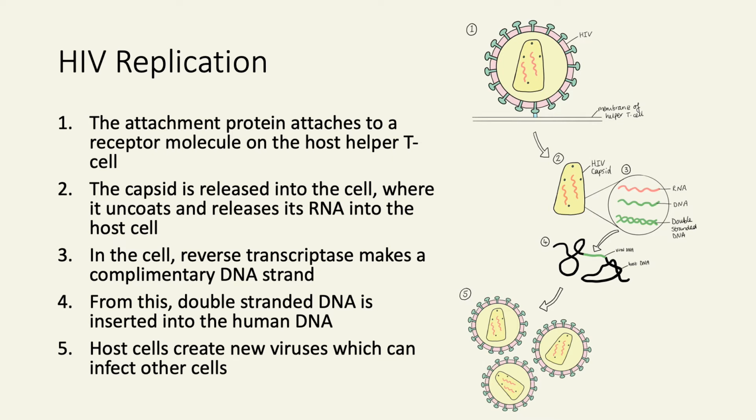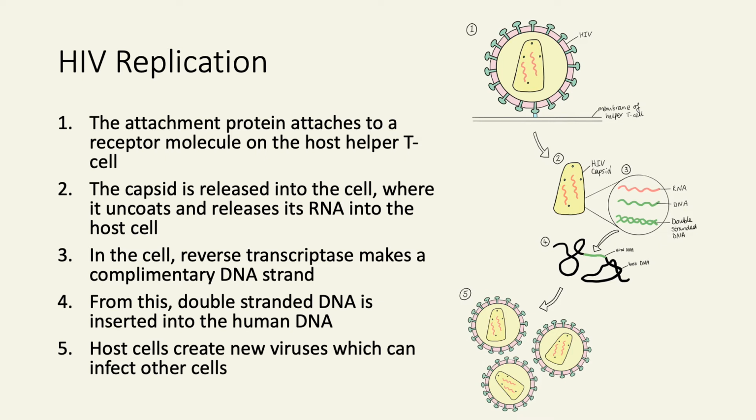HIV and all other viruses can only reproduce inside host cells. This is because they don't have the equipment, including certain enzymes and ribosomes, to replicate on their own. Here's how HIV replicates. First, the attachment protein attaches to a receptor molecule on the cell membrane of the helper T cell. This allows the capsid to enter the cell, where it uncoats and releases the RNA into the cell's cytoplasm.